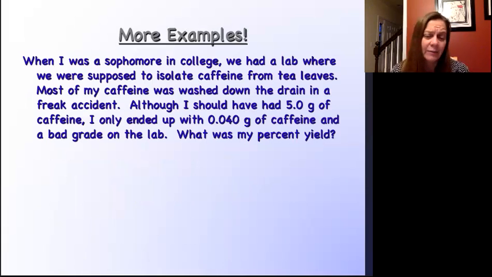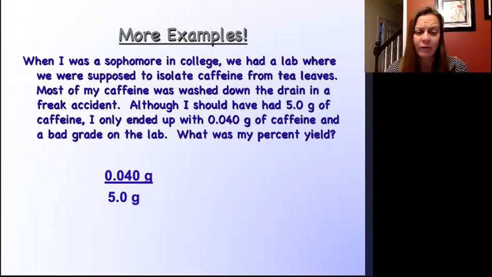So in my organic chemistry class in college, we were supposed to isolate caffeine from tea leaves. And unfortunately, some of the caffeine got washed down the drain. So I should have yielded 5 grams of caffeine, but I only ended up with 0.040 grams of caffeine. So what was my percent yield? 0.040 is the actual yield, divided by 5 grams is the theoretical yield, times 100, and I get 0.8%. So that's a really small percent yield.